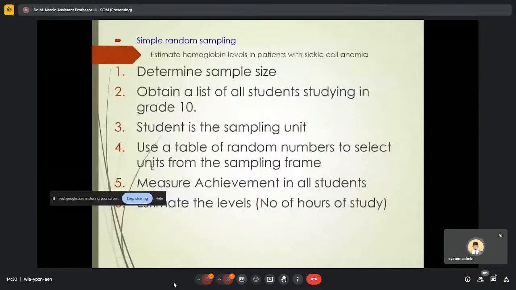Now simple random sampling: determine the sample size, obtain a list of all students studying in grade 10. Then student is the sampling unit here. Use a table of random numbers to select units from the sampling frame. Then measure achievements in all students. Then estimate the number of hours of study.